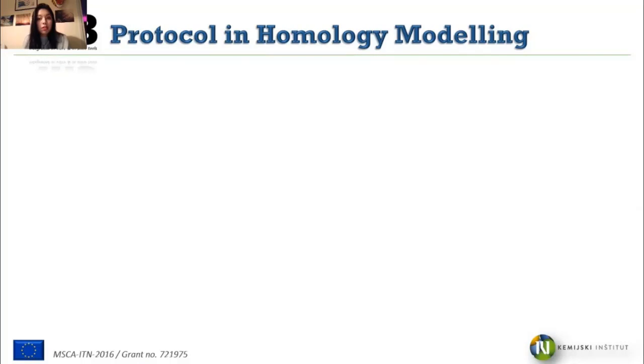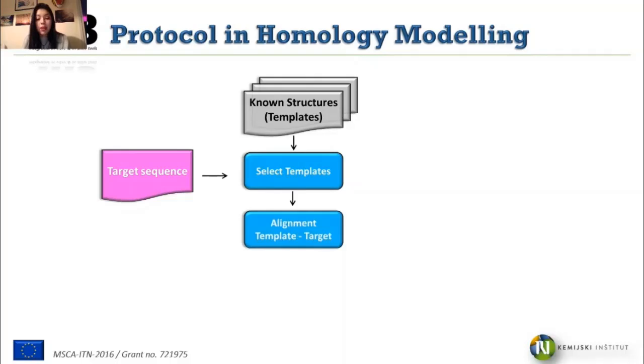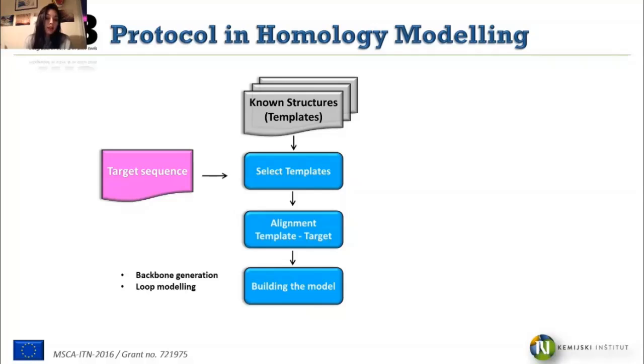For building a homology model, usually we have 4 steps. First, identify the templates from the Protein Data Bank. Then we align the query sequence to the template structure. After this, we build a model based on this alignment. For building the model, we have the backbone generation, the loop modeling, and the side chain modeling.